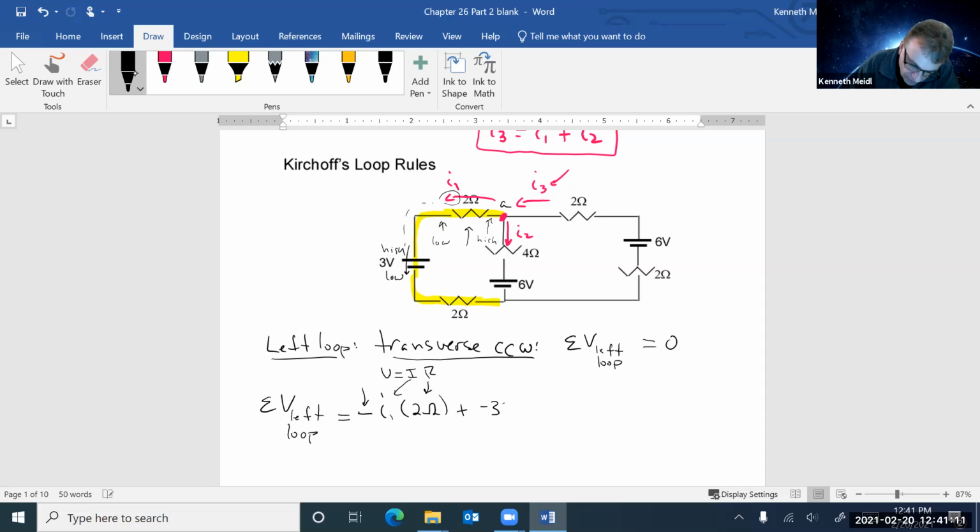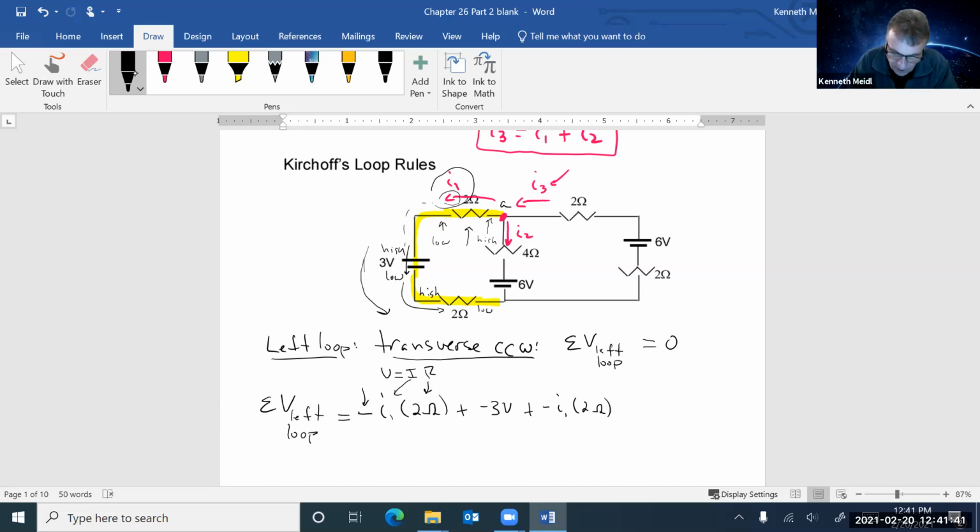So I went down 3 volts. Add them all up. And as I keep traversing in this direction, if the current really is coming this way, then this is the high energy side, and the current then goes across the resistor. This is the low energy side. So I am losing I1 times 2 ohms.